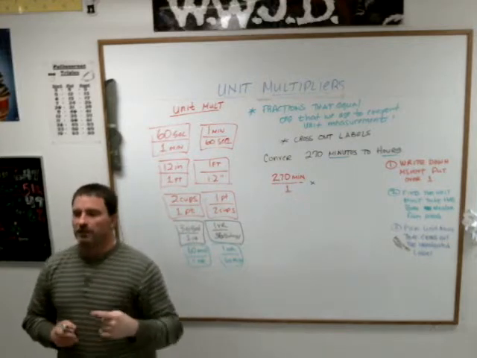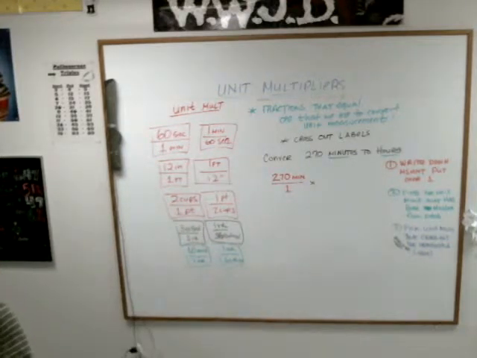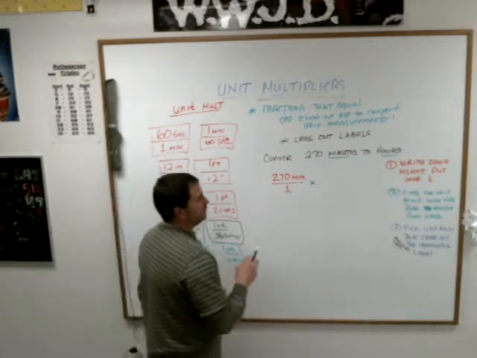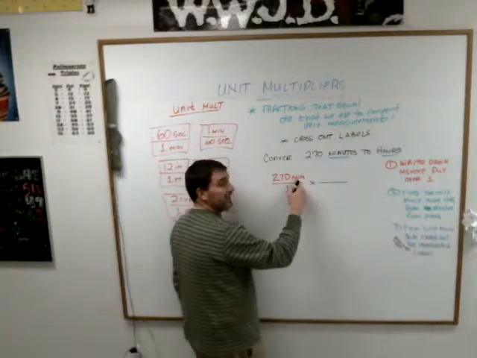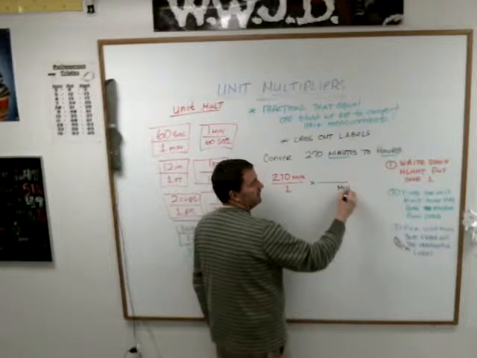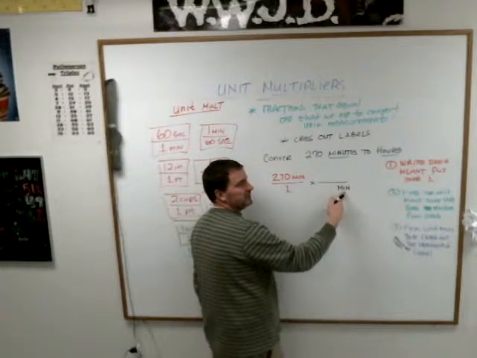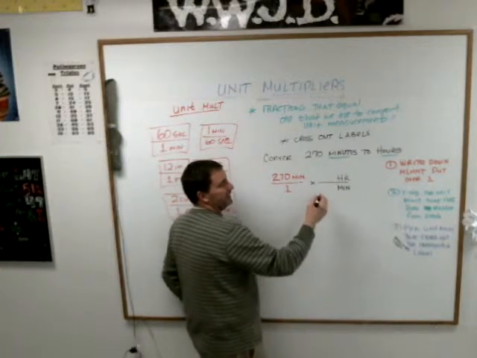When do things cross off in fractions? Jeremy? Yes, when it's diagonal, when you have the same thing on top as on bottom. So in order for me to get the label minutes to cross off, it needs to be on the bottom down here. If I have minutes on the bottom, what has to go on top? Hours, because that's my unit multiplier. And then I just fill in the blanks.